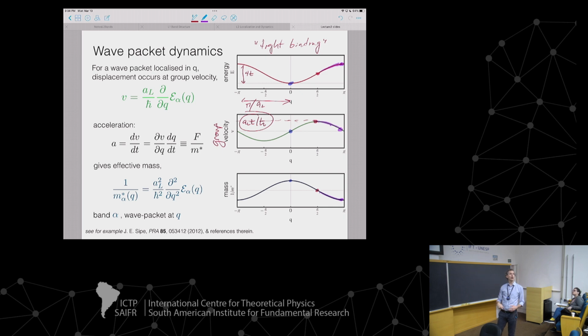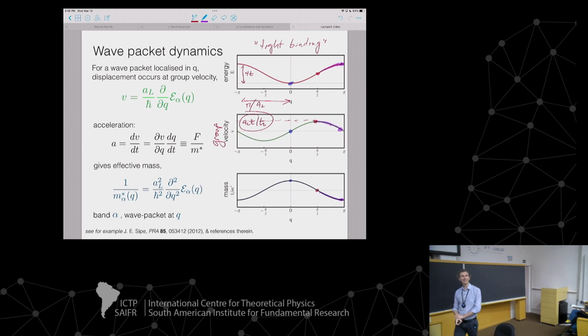So if I want to describe a particle where I apply a force and the velocity doesn't change, it's quite natural to say it's like it has infinite inertia. I'm not able to accelerate it. So the divergence of the effective mass here just means that the group velocity is, to first order, independent of Q. All right, I'll stop there. Thank you.